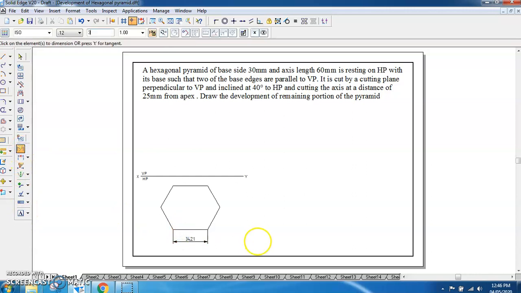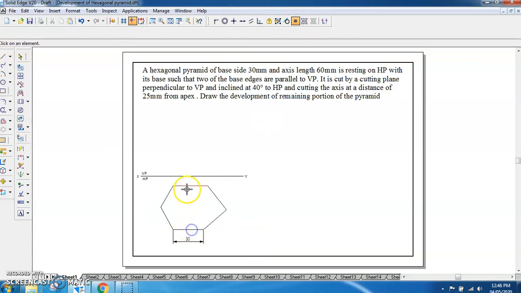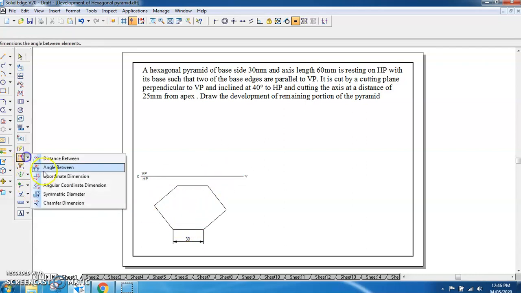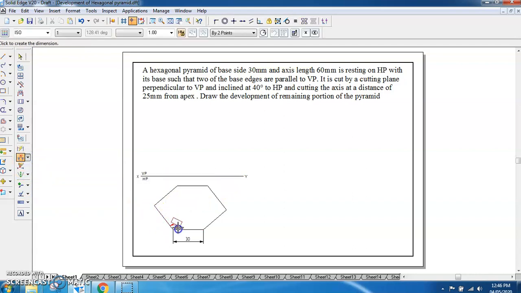Say side we require as 30 mm. So I'll take this equal. I want this equal to this, this equal to this, this equal to this, this equal to this, and this equal to this. So all the sides are equal now. Included angle for hexagon is 120 degrees. So I'll put it 120 degree here. I'll put it 120 degree here, like this. So I got the hexagon.